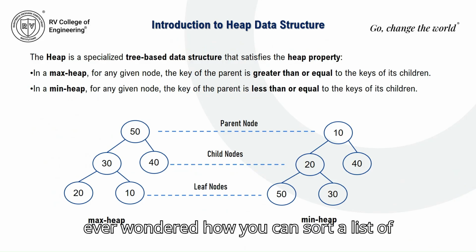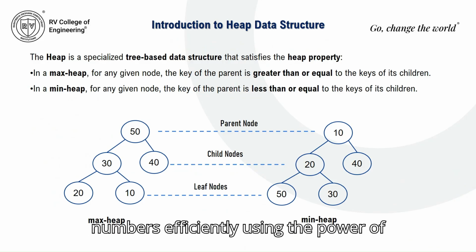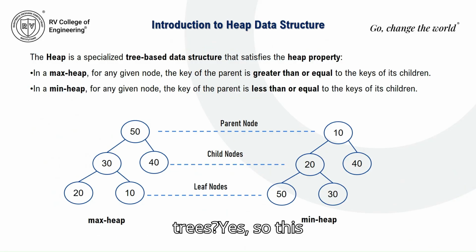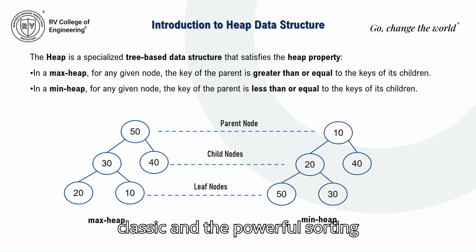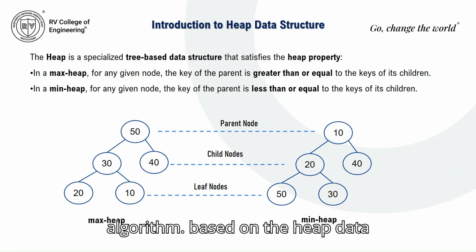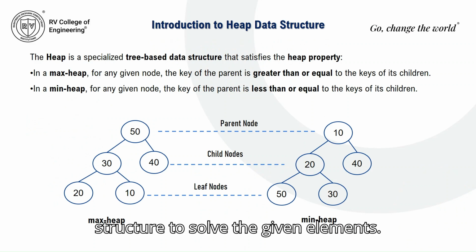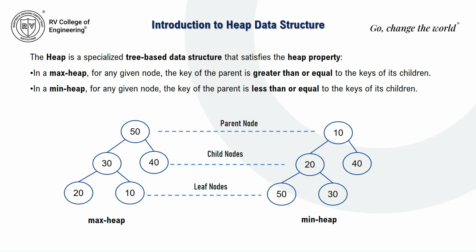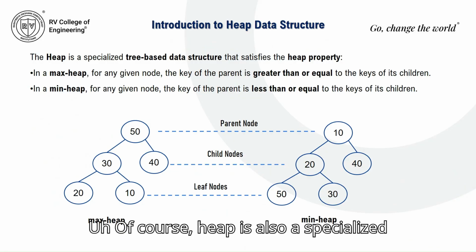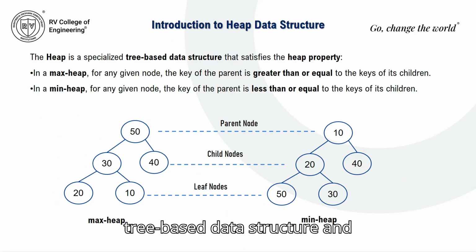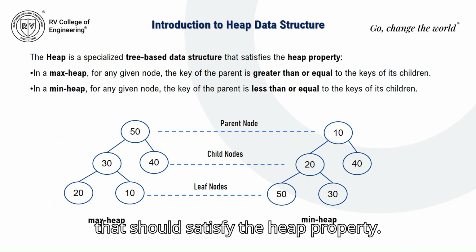Have you ever wondered how you can sort a list of numbers efficiently using the power of trees? Yes. So this is heap sort. It's a classic and powerful sorting algorithm based on the heap data structure to sort the given elements. Of course, heap is also a specialized tree-based data structure, and that should satisfy the heap property.